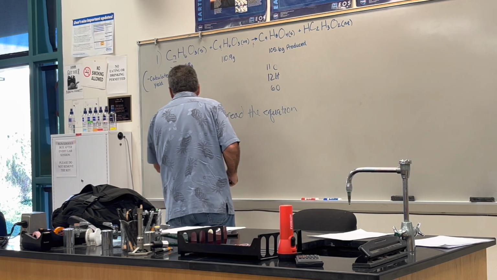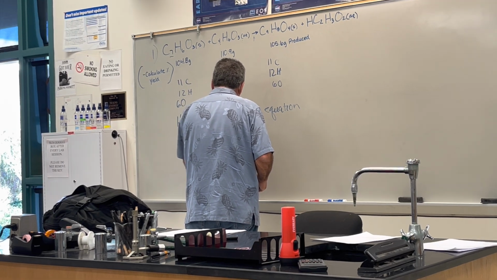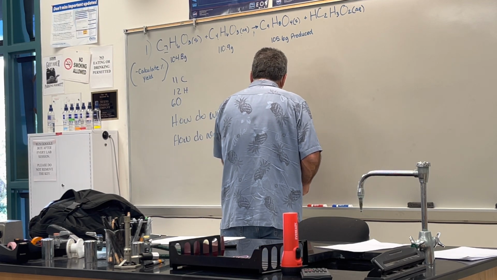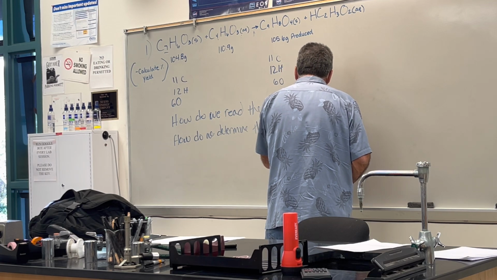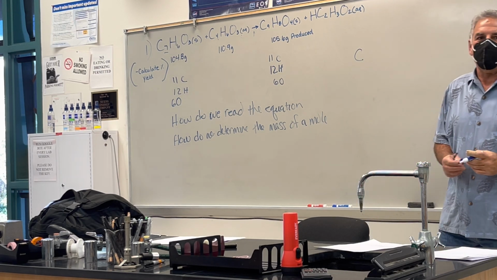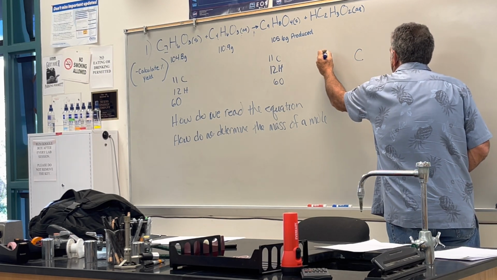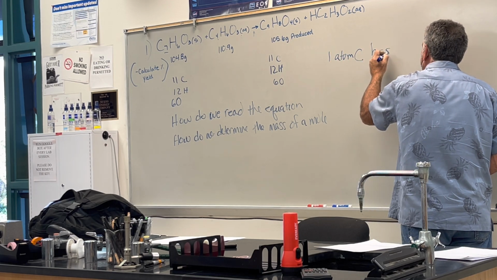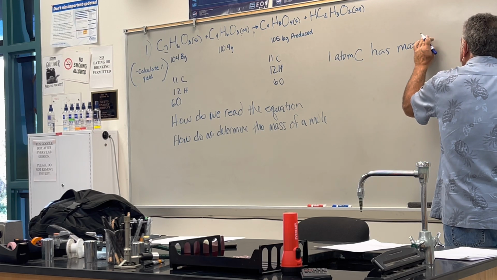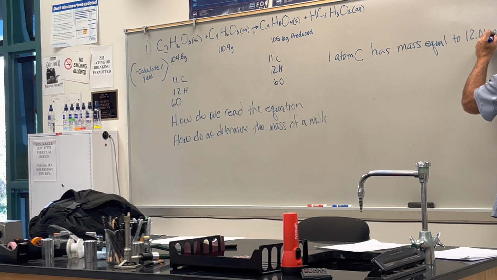Now, how do we determine the mass of a mole? All right. So let's just start with carbon. How do we get the mass of carbon? Periodic table. And what is the mass of carbon for 1 atom of carbon? 12.01. Right. 1 atom of carbon has a mass equal to what? 12.01 atomic mass units.